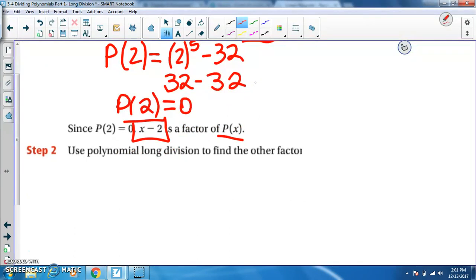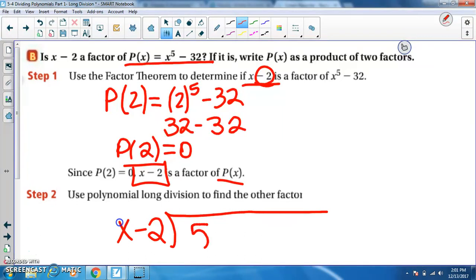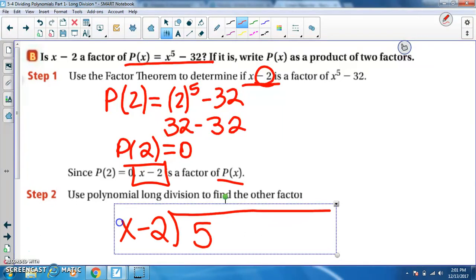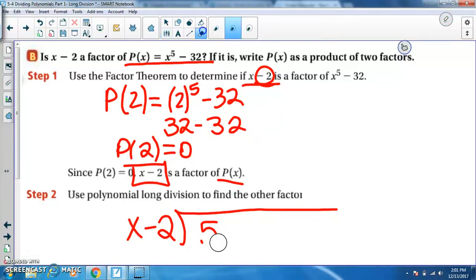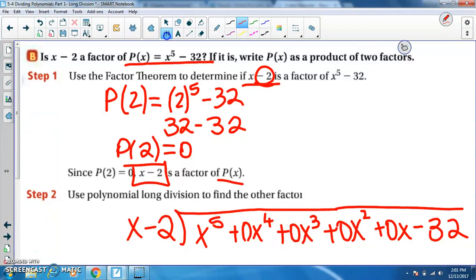You guys right now are going to do the long division to find our other factor. So you're going to do x to the 5th. But now we need placeholders here, so plus 0x to the 4th, plus 0x to the 3rd, plus 0x squared, plus 0x minus 32, divided by x minus 2 as your divisor.